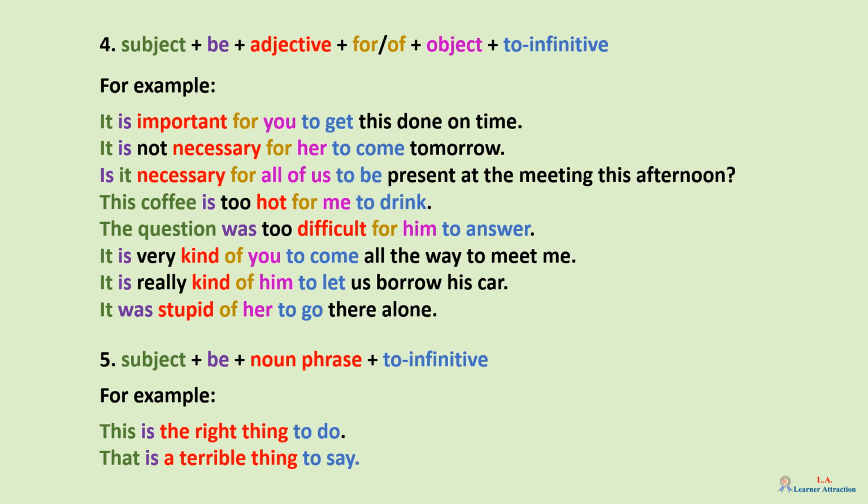It is very kind of you to come all the way to meet me. It is really kind of him to let us borrow his car. It was stupid of her to go there alone. 5. Subject plus be plus noun phrase plus to infinitive. For example, this is the right thing to do. That is a terrible thing to say.